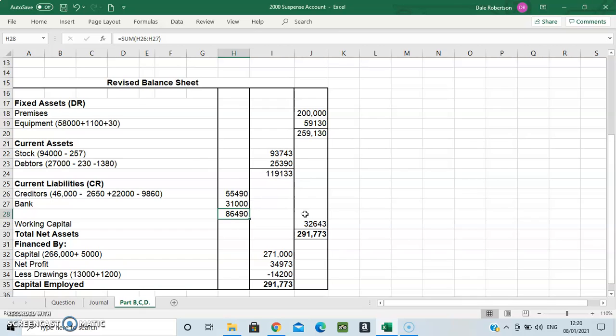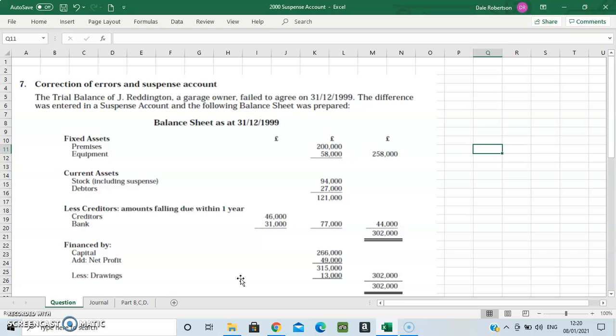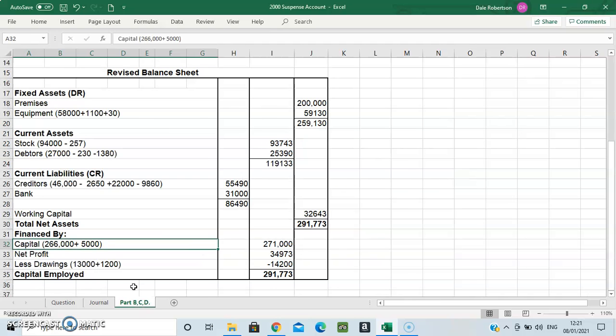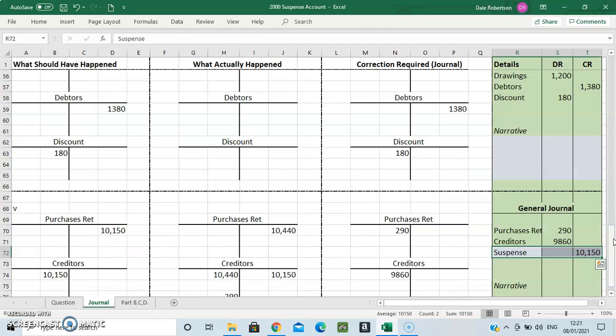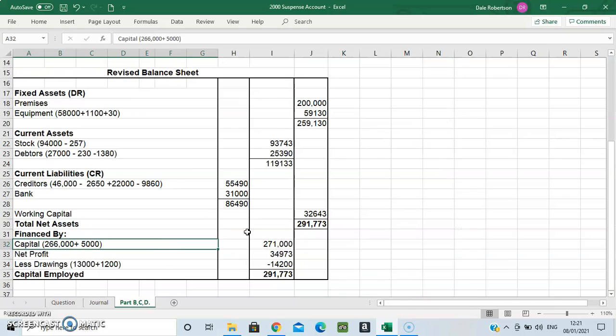Liabilities away from current assets gives you this. Add it on to get your total net assets. And then we're on to the financed by section. The original capital was 266, but of course we have got one new figure from the very first entry. It is a credit of 5,000. That's extra capital introduced. You remember those two tickets? So that's a credit onto a credit capital account, which is 271.